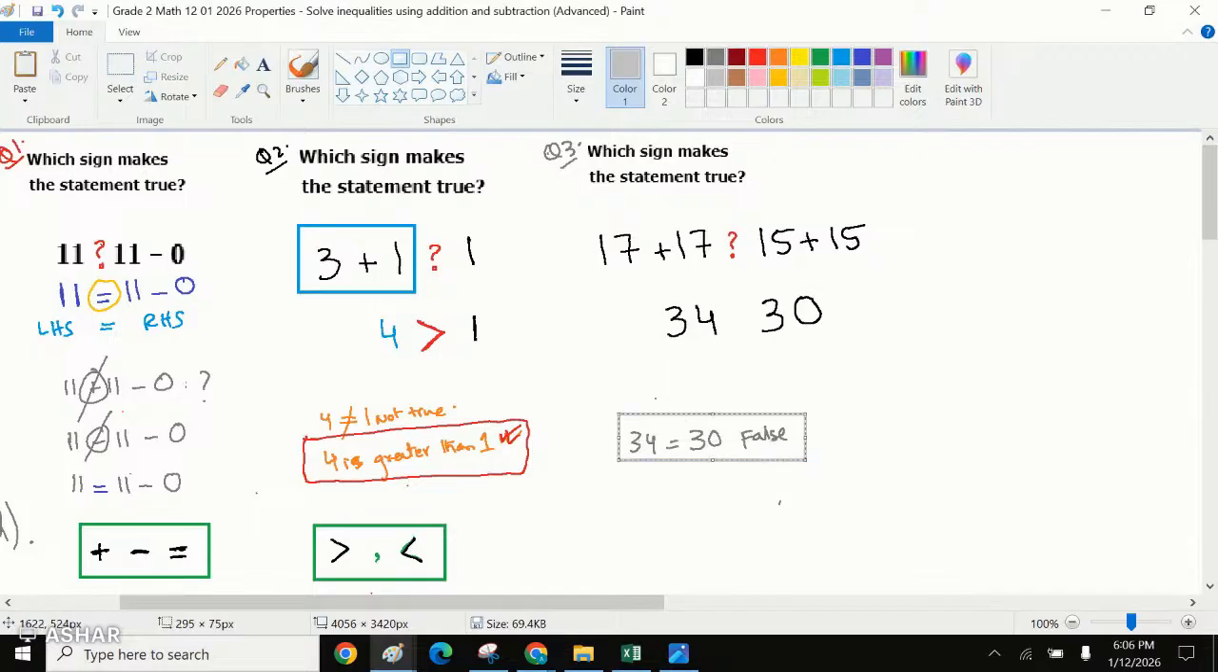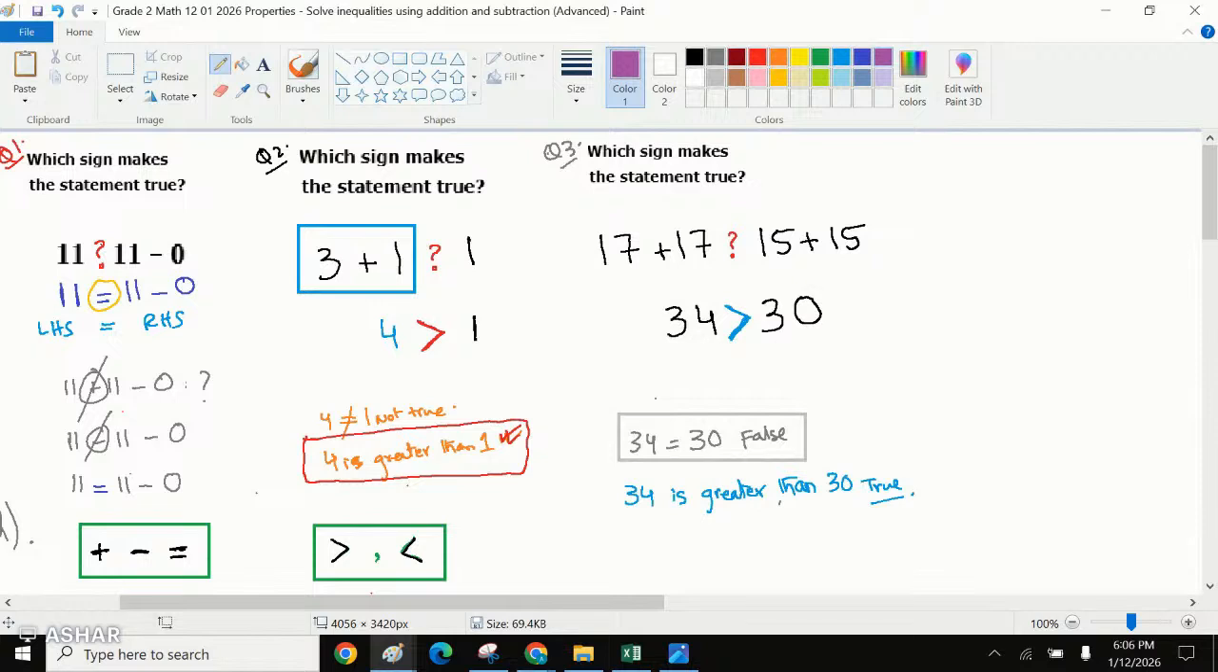So what can we say over here? Can we say that 34 is greater than 30? Is this statement true? Yes, it is true, right? So if this statement is true, we can use the greater than sign. And what does the greater than sign mean? Whichever value is greater will have the open end, right? We can say this.